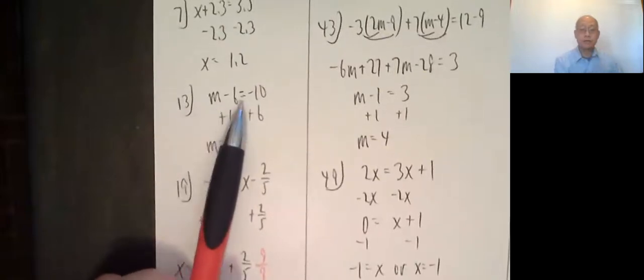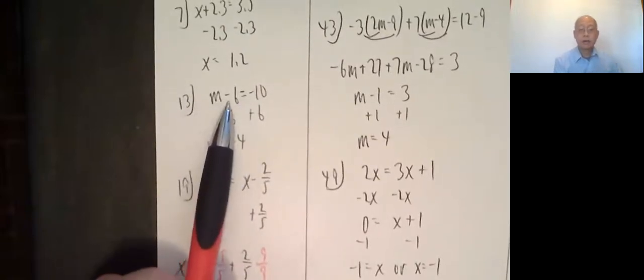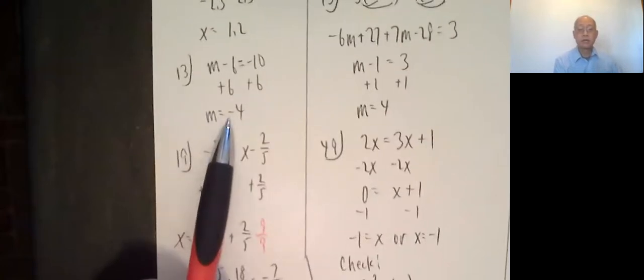13, m minus 6 equals negative 10. How do you get rid of a minus 6? You add 6. So add 6 to both sides. This cancels out. m equals negative 4.